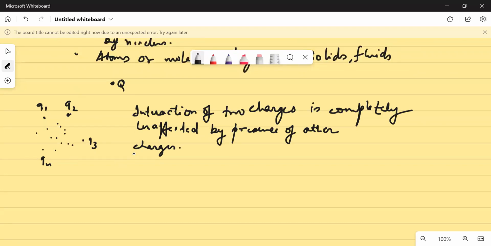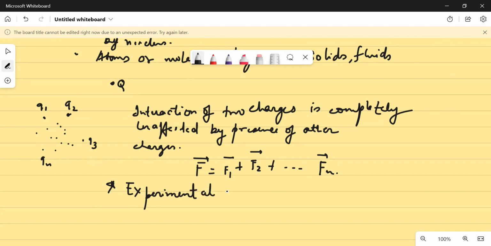So overall, the total force will be given by the net sum of all these forces exerted. This is your principle of superposition, and this is something that you know from your standard 12th classes. Okay. And understand that this particular fact is an experimental fact. So there's no point questioning it.